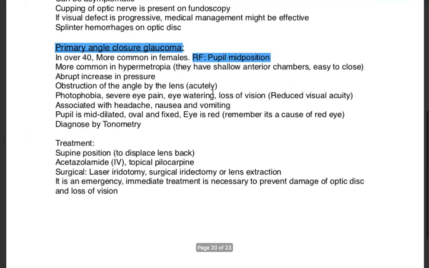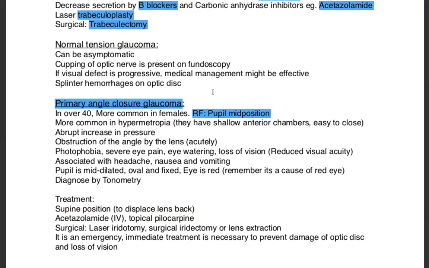Basically, الpupil بتكفل الangle. So there's a risk factor for that. It's more common in hypermetropia, لأنهم هم عندهم shallow anterior chambers. So because of that, it's easy to close. تمام؟ So obstruction of the angle by the lens. اللens بتكفل الangle. And the second that happens, the fluid starts to collect and the pressure بيبدأ to increase. This is a very sudden type of thing.